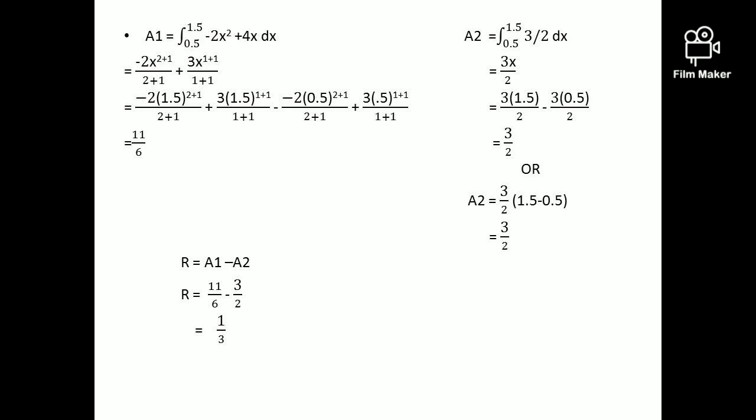Then after that, if you want to obtain the required region R, you can subtract the area 2 out of area 1. Therefore, you can subtract 3 over 2 out of 11 over 6. You will receive the answer 1 over 3. Hopefully you understood how to obtain this region R.